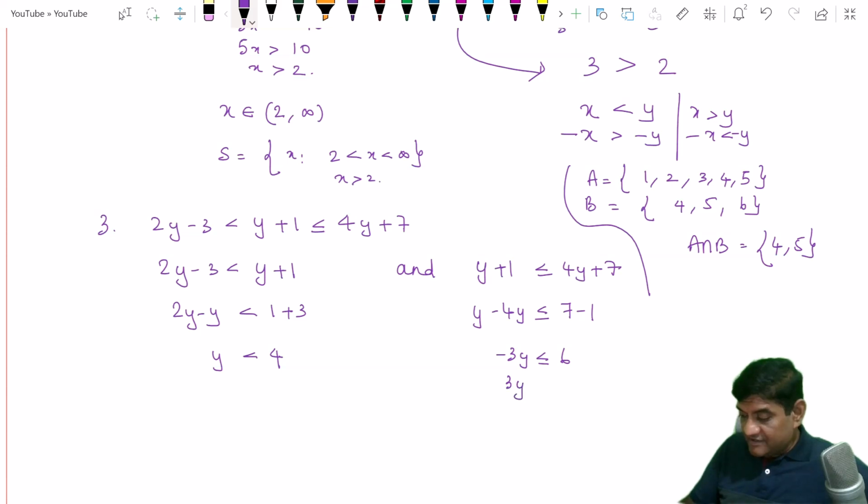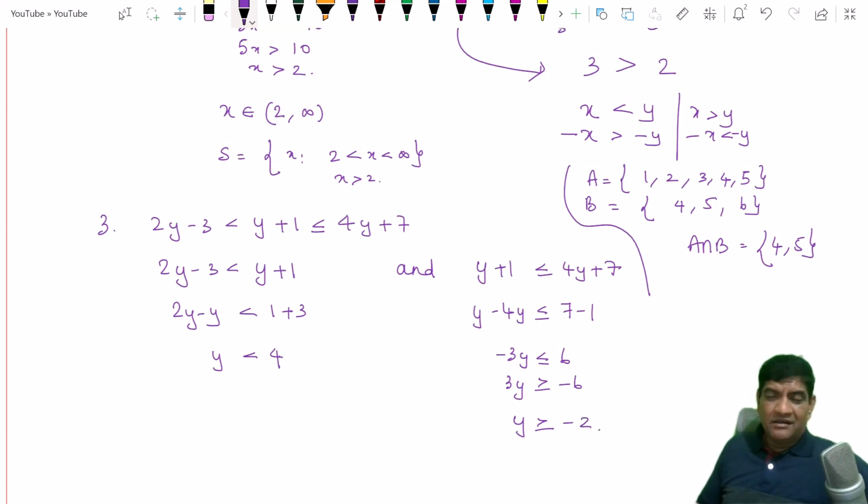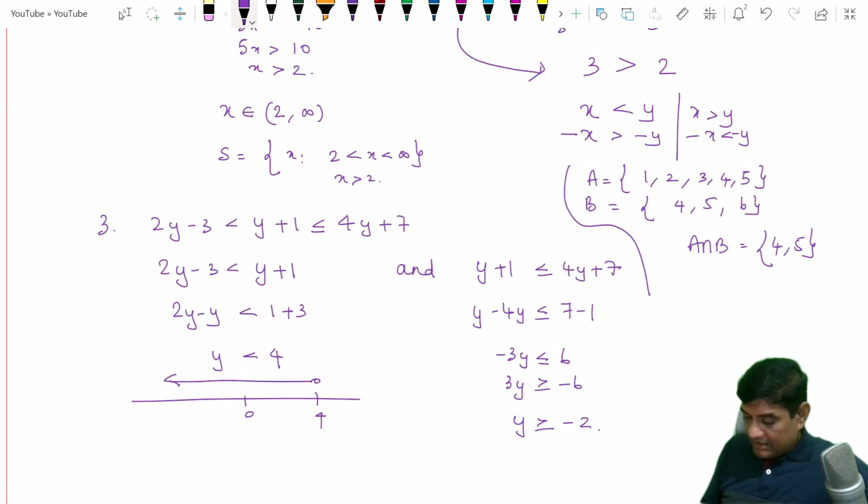So 3y is greater than or equal to minus 6, which means y is greater than or equal to minus 2. Well, you can either write the solution through observation, or you can probably figure it out, right? So this is 4, anything below 4 is a solution here, and the next one is 0 here, and then we have a minus 2 here, and minus 2 is included, and anything above.